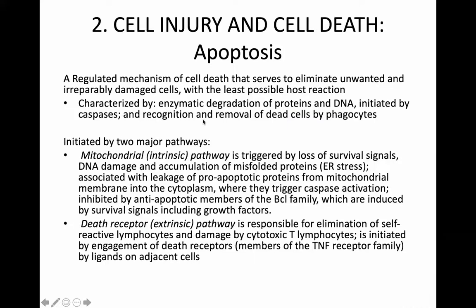This is the mechanism for apoptosis. There are two major mechanisms that lead to apoptosis. One is a mitochondrial pathway, and the second is a death receptor pathway. Mitochondrial pathway is triggered by loss of survival signals, DNA damage, and accumulation of misfolded proteins. So this is triggered when there is a genetic error in the cell. And then the death receptor pathway is responsible for elimination of self-reactive lymphocytes and damage by cytotoxic T lymphocytes.